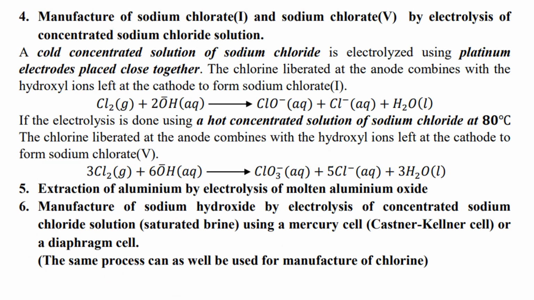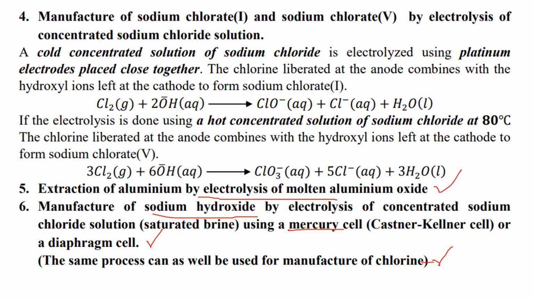Now let's go over the other applications, which are just going to be a little bit minor. So the other applications, one of them is going to be extraction of aluminium by electrolysis of molten aluminium oxide, and also manufacture of sodium hydroxide by electrolysis of brine, which I've already talked about, using the mercury cell, which is known as the Castner-Kellner cell, or the diaphragm cell, which I've just talked about. So the same process can also be done during the manufacture of chlorine. We have already talked about this in detail.